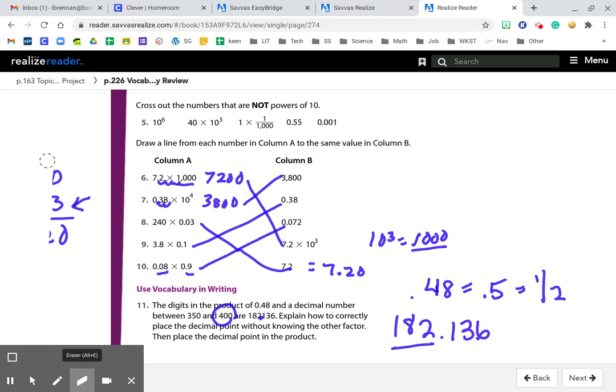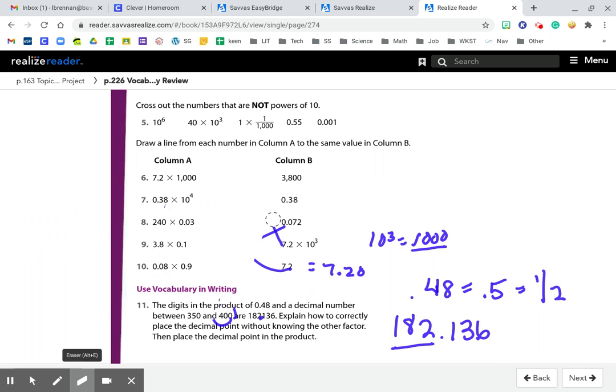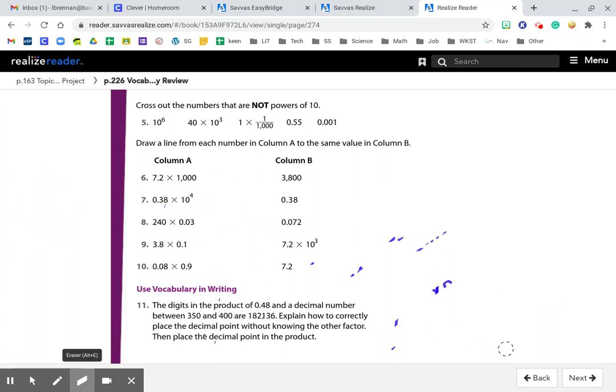So that might be a little tricky for some of you, but we are using compatible numbers, mental math, and our number sense to help us place the decimal in the right place. Okay? If you're not getting that yet, I promise your brain will get it down the road one day. Realize, oh my gosh, how did I not know how to do that?